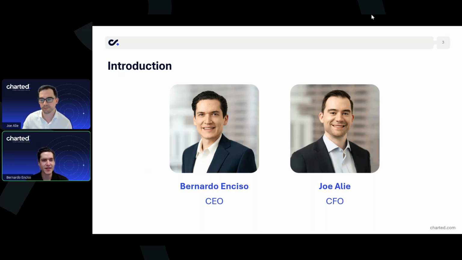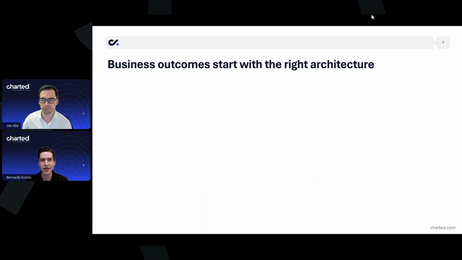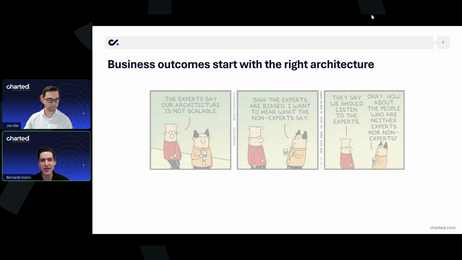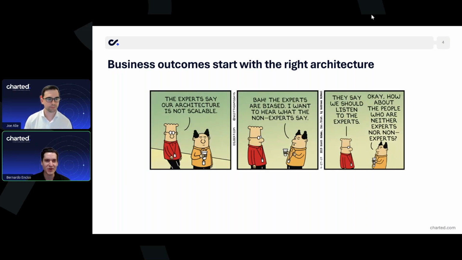All right, let's get started. We have a lot to cover, and I want to start with an idea. And this idea is that business outcomes start with the right architecture. So Joe and I were thinking about how to kick things off in a fun way, and we thought of maybe using a fun and funny Dilbert comic strip.